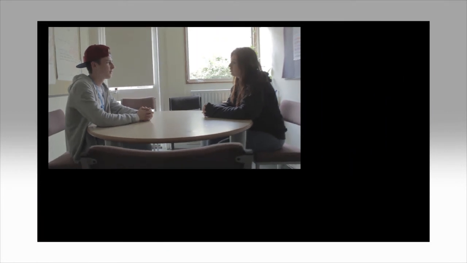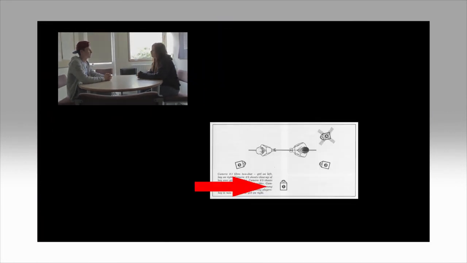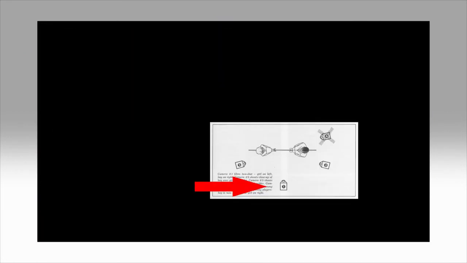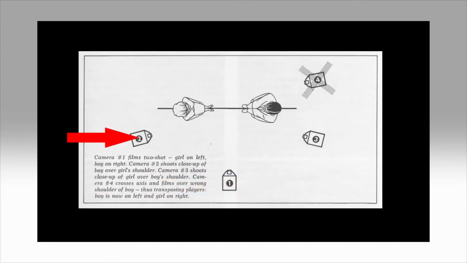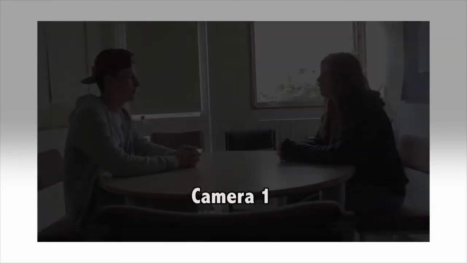If we refer back to the image, this is shot number 1. Camera setup number 2 films the actor on the right, and camera setup number 3 films the actor on the left. Let's look at all 3 shots edited together in order.